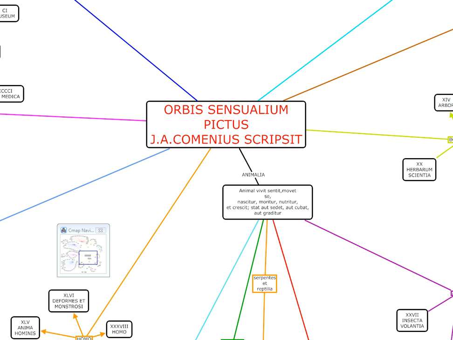The great thing about the Orbis Sensualium Pictus is if you look on Google or on europeana.eu, you will find a large number of versions with 2 columns of text, one Latin and one another language, and just about every single language in Europe, even very small minority languages, are covered. So you will find a version, if you're living in Europe, in your own language.